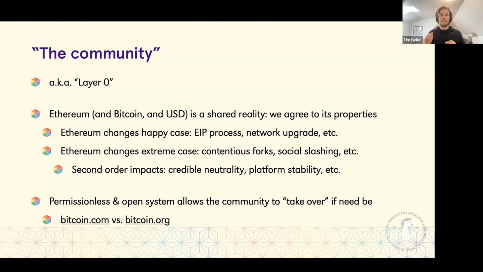And this is possible because these systems are permissionless and open, right? If all of Ethereum was closed source and it wasn't possible to actually take the code and run with that and make the change or whatnot, you couldn't do it.